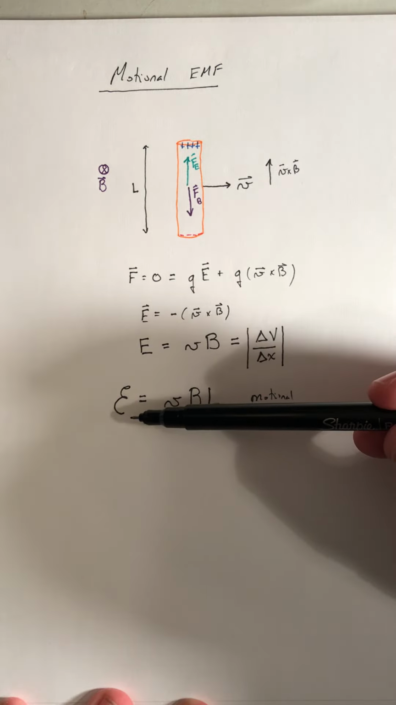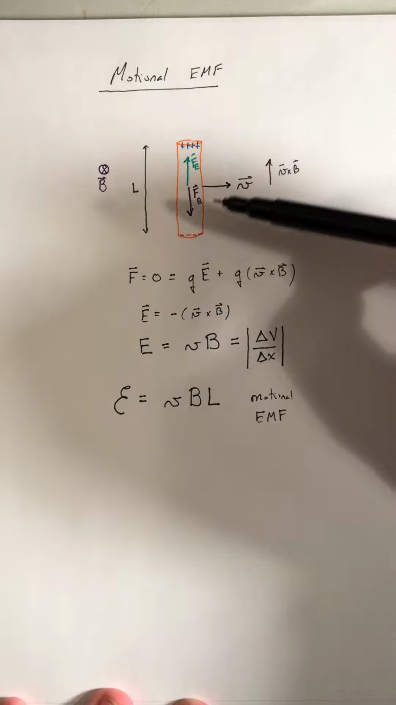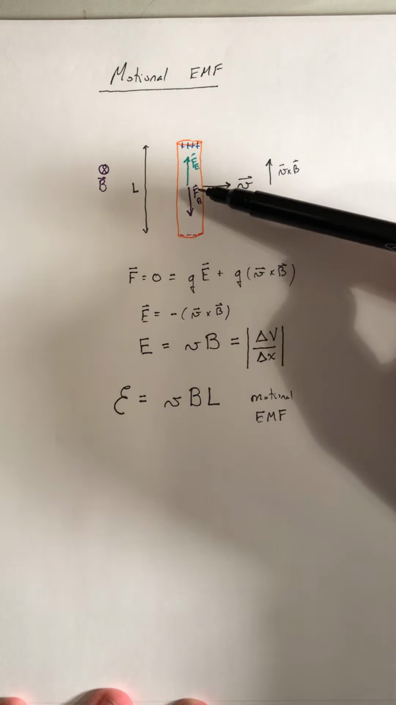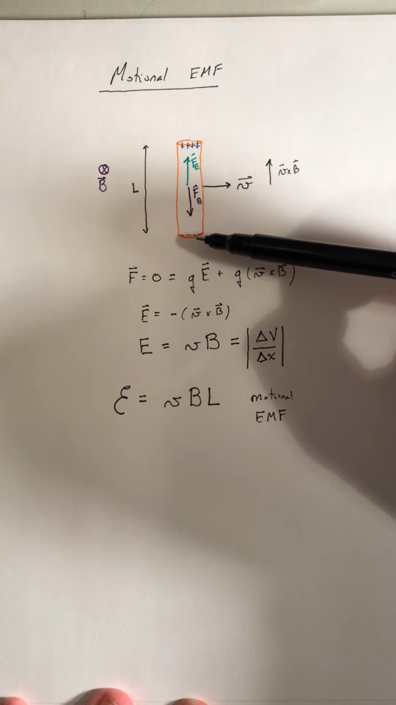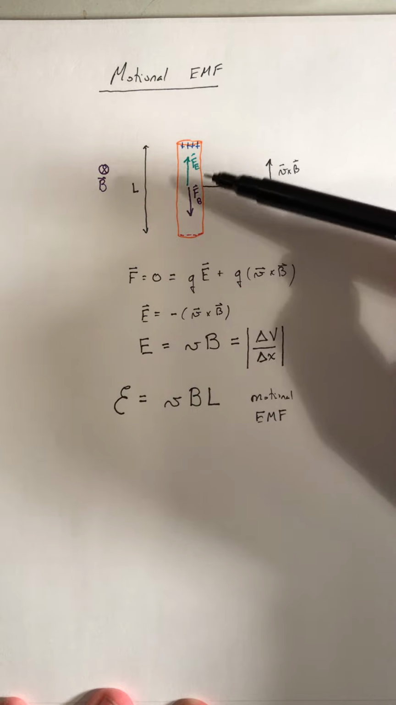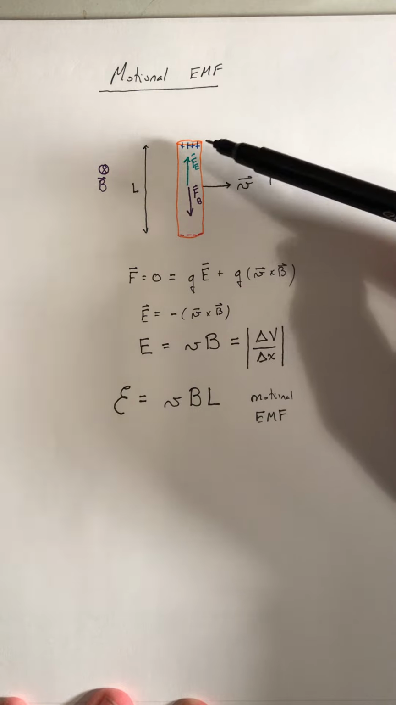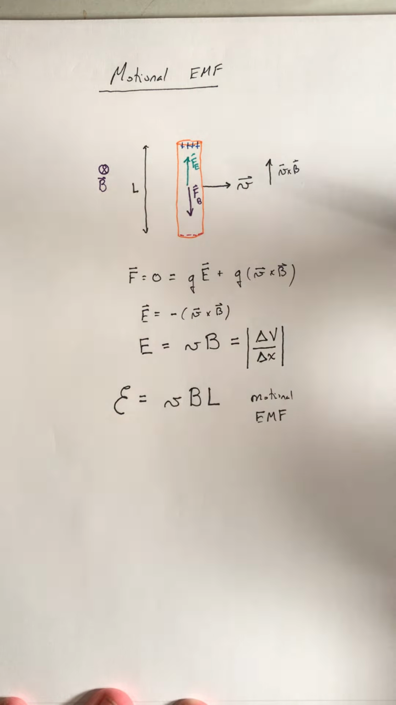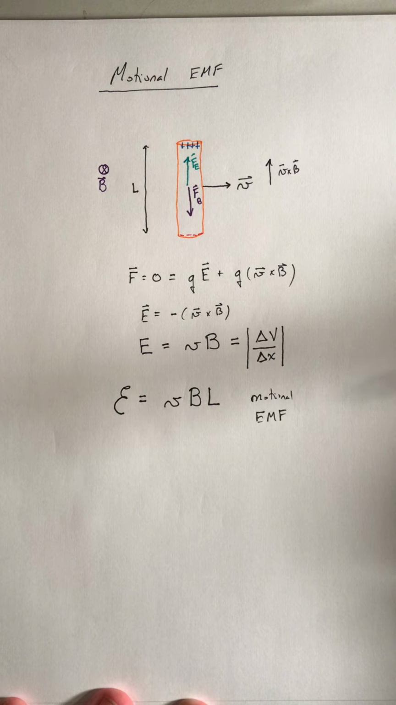And this EMF exists because the magnetic force on the charges in the conductor is going to deflect charges, and that charge separation is going to continue to build up until the Coulomb force cancels out the magnetic force.